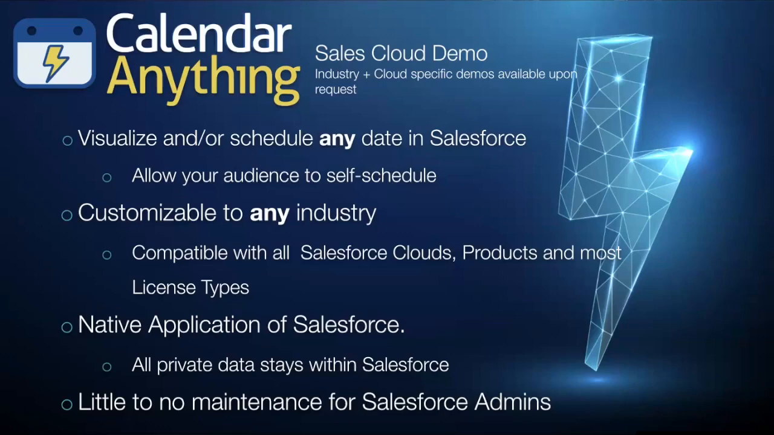CalendarAnything is a native application of Salesforce, meaning that it just lays on top of Salesforce as a visual component. It respects any workflow, triggers, and sharing settings that are established within the Salesforce org. All private data stays within Salesforce, and as CalendarAnything is a native application of Salesforce, data is updated in real time and is always accurate and up to date. We always adhere to Salesforce best practice and security processes.